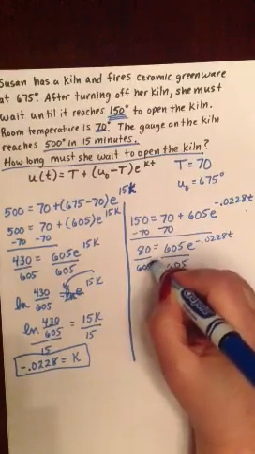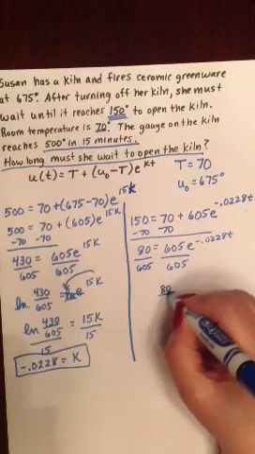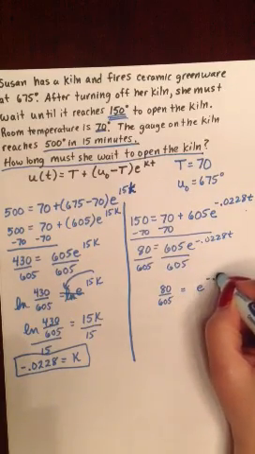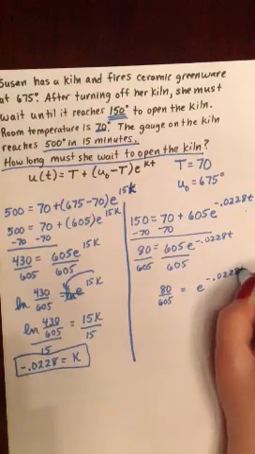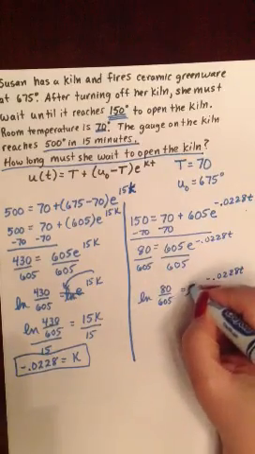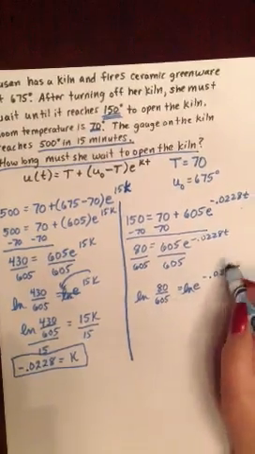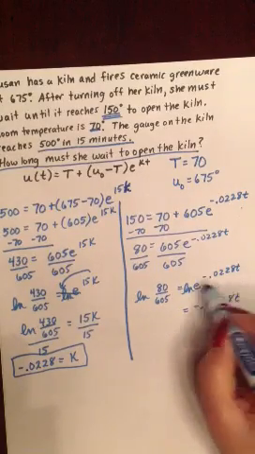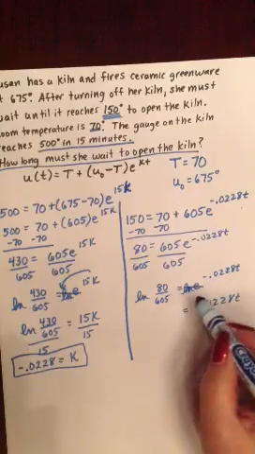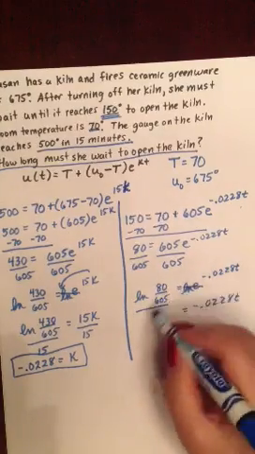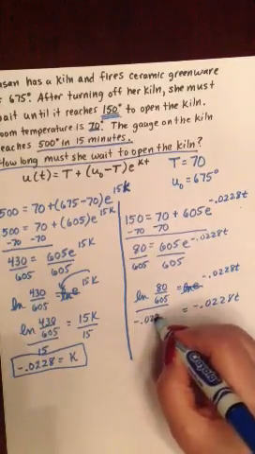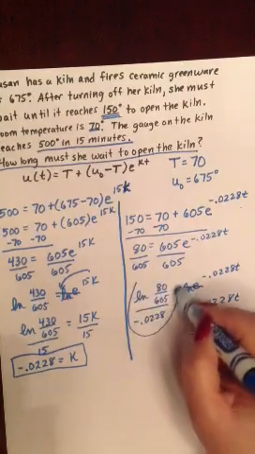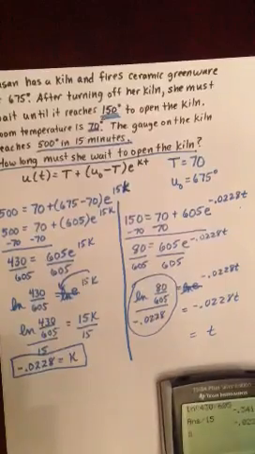So now I have 80 over 605 is equal to e to the negative 0.0228t. I take the natural log of both sides. And so this would be negative 0.0228t. Natural log of e cancels. And so I'm just going to divide this by negative 0.0228. And that'll give me t is equal to this. So I just have to type that in the calculator.